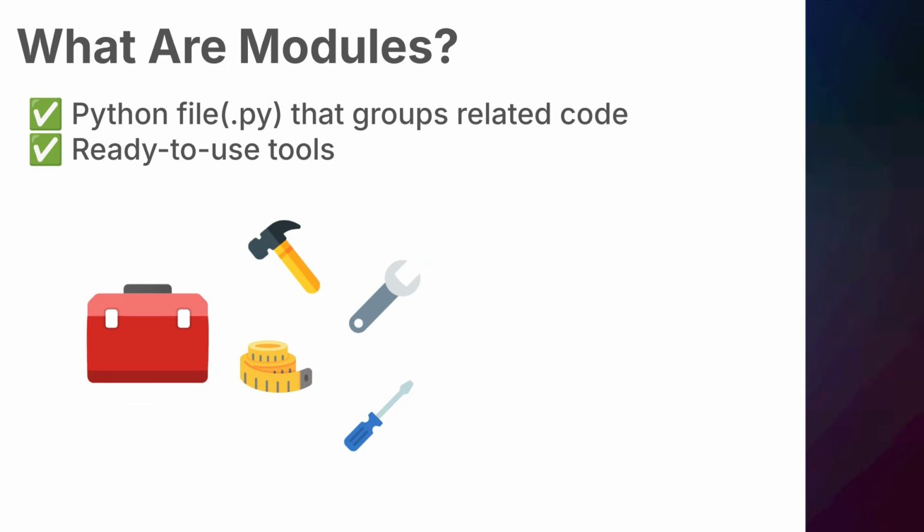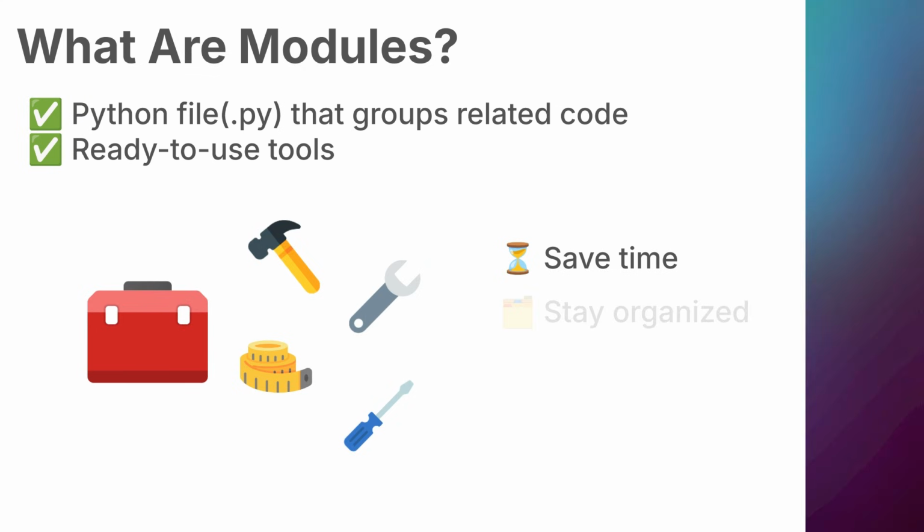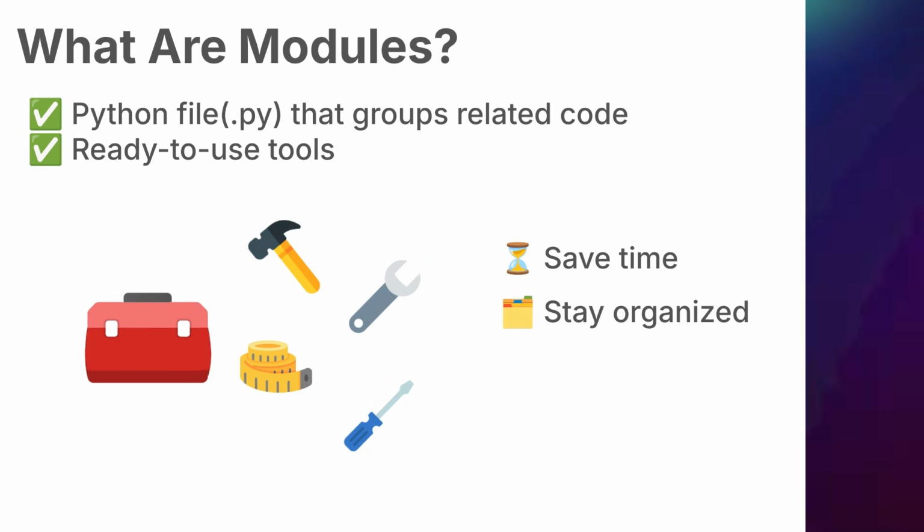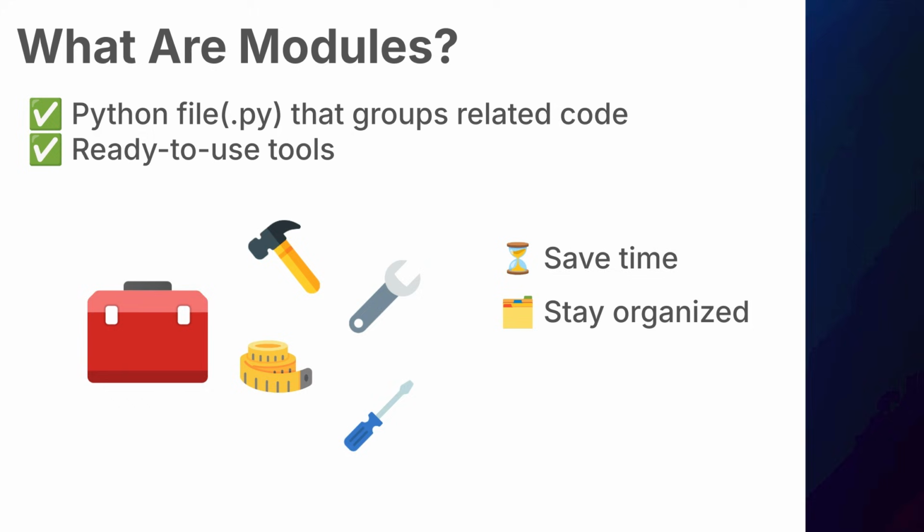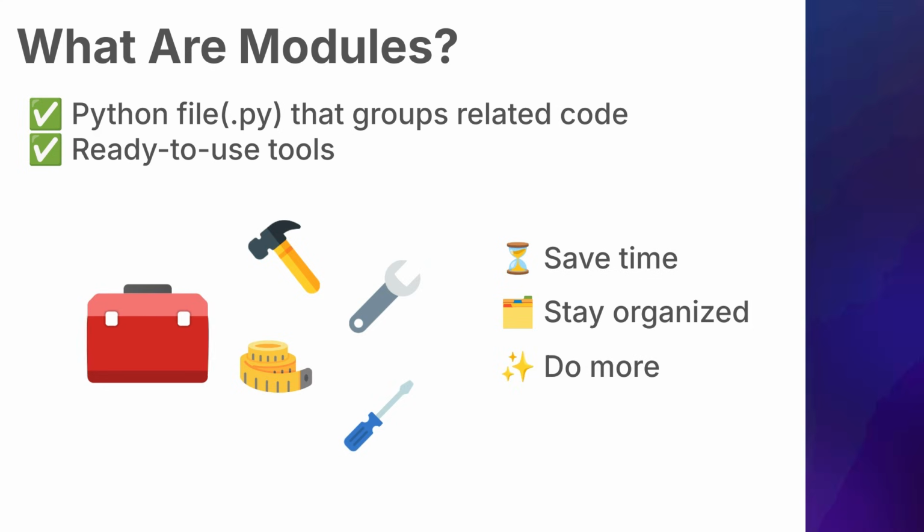By using modules, you'll save time because the hard work is already done. You'll keep your code organized by separating features into their own files, and you'll be able to do much more without making your program complicated.